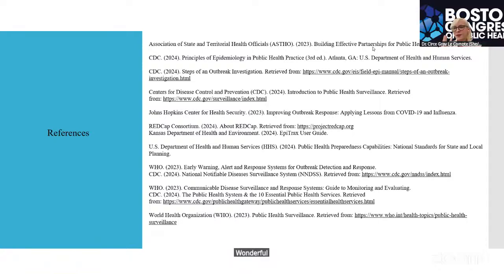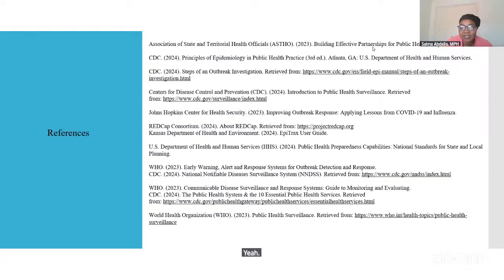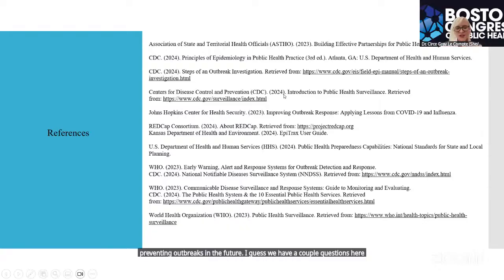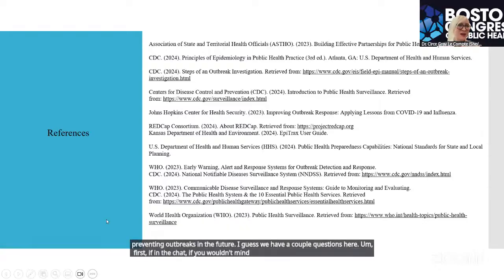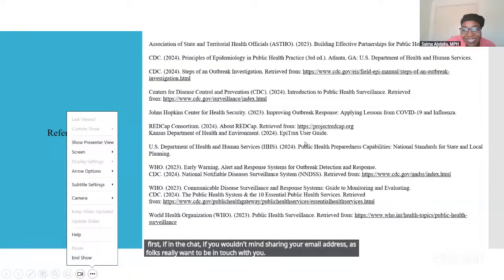Wonderful. I really love the stress on storytelling and translating all this data for the general public, and how important that is in preventing outbreaks in the future. We have a couple of questions here. First, in the chat, if you wouldn't mind sharing your email address, as folks really want to be in touch with you. Of course.